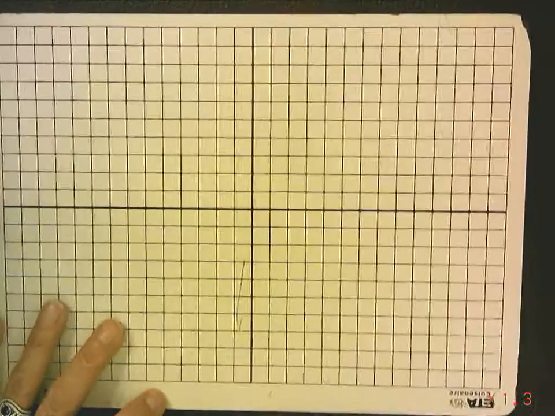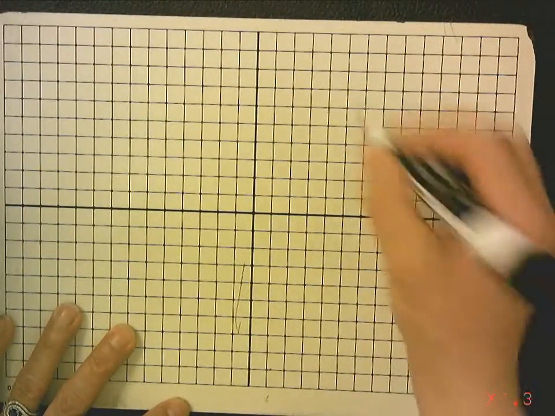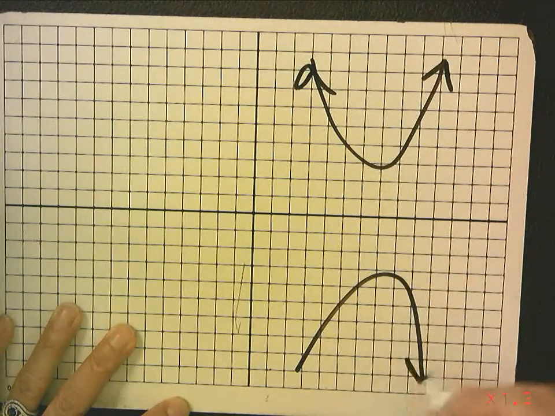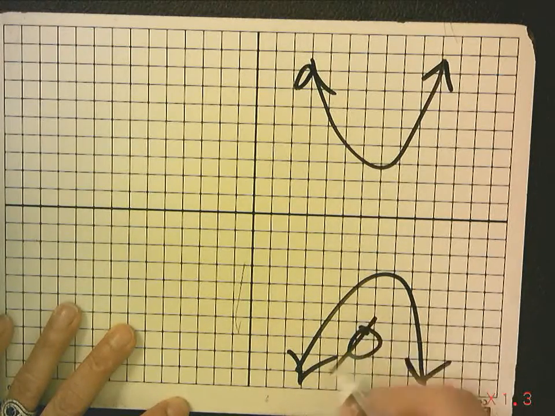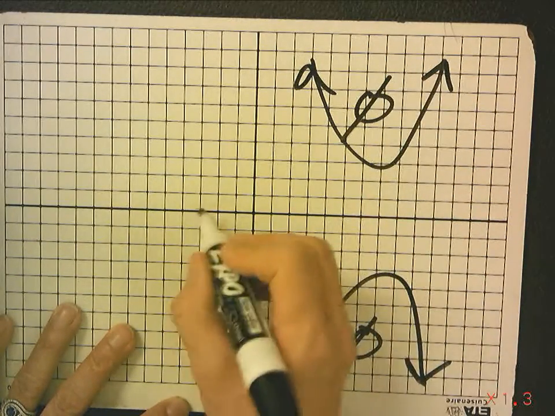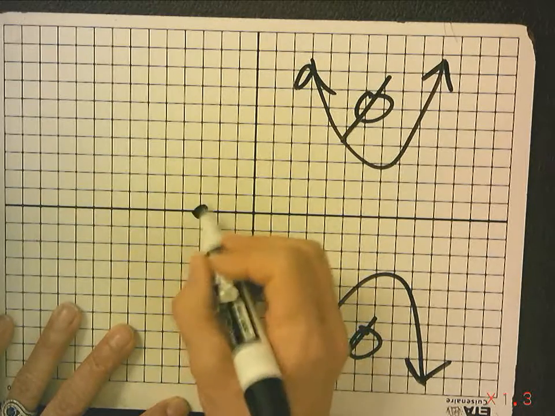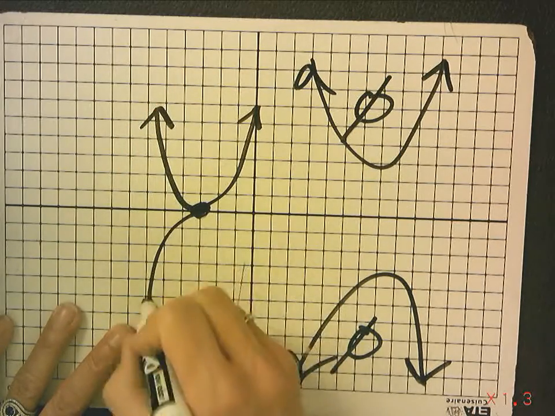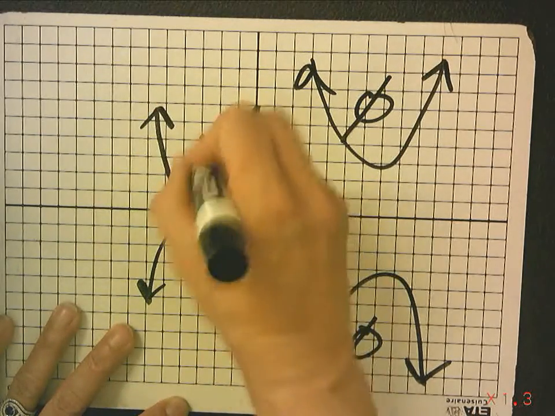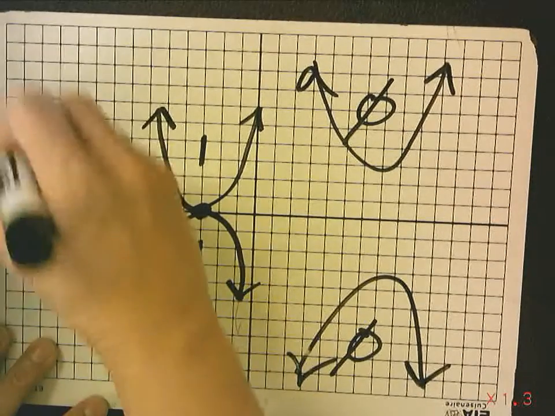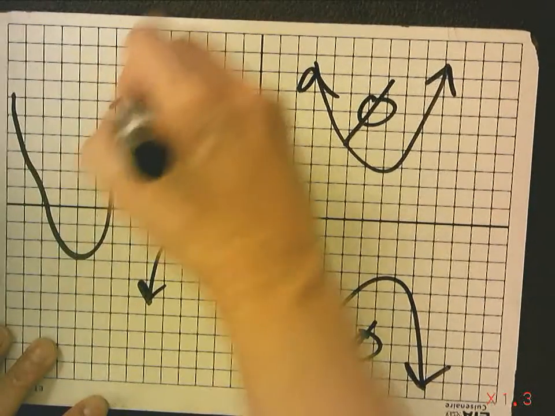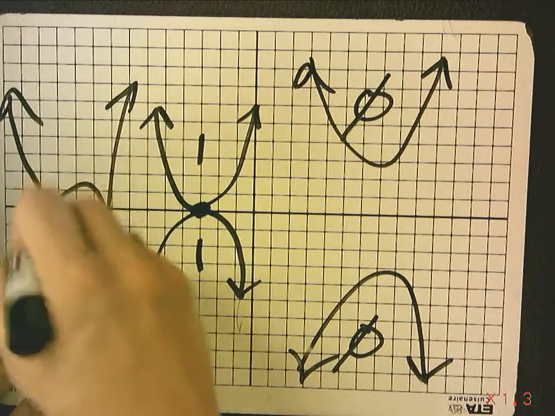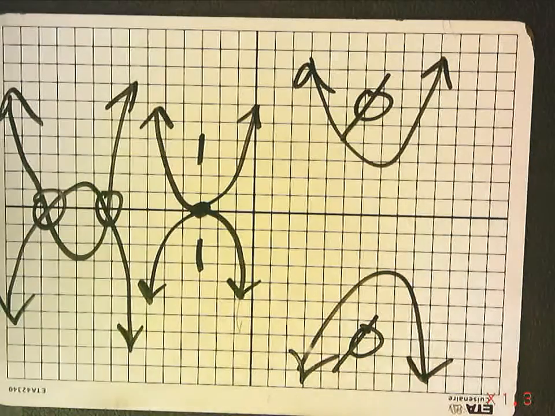So let's just recap what we learned. We learned that if you graph a parabola and it looks like this and does not cross the x-axis or look like this, there will be no solution. If you graph a parabola and its vertex is right on the x-axis, whether it's going up or down, there'll be one solution. And if you graph a parabola and it crosses the x-axis twice, whether it's going up or down, there will be two solutions.